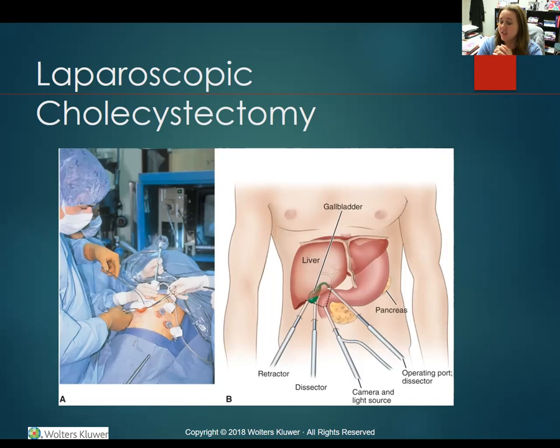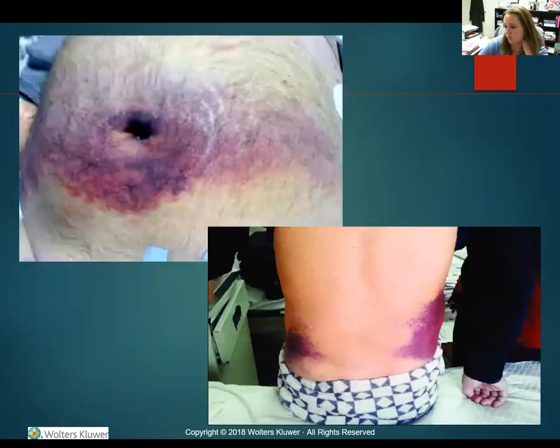So please look over and familiarize yourself with table 52. That's education on status post cholecystectomy, and we are going to be going over that in class as well. But just please look at it and kind of familiarize yourself with it before class.